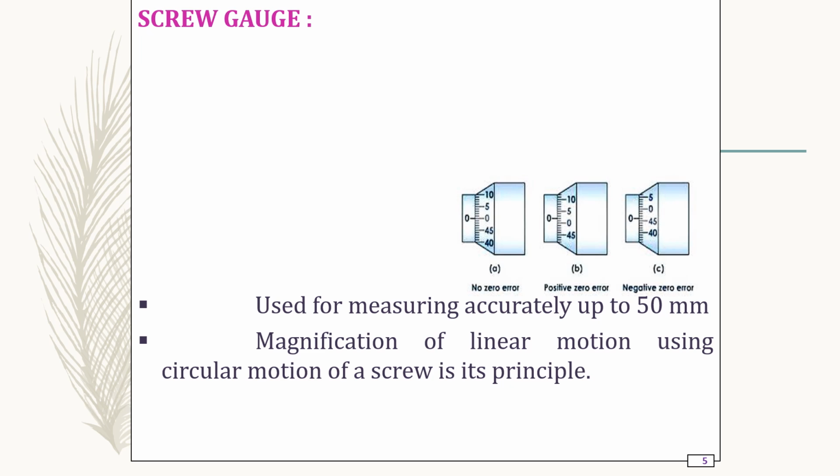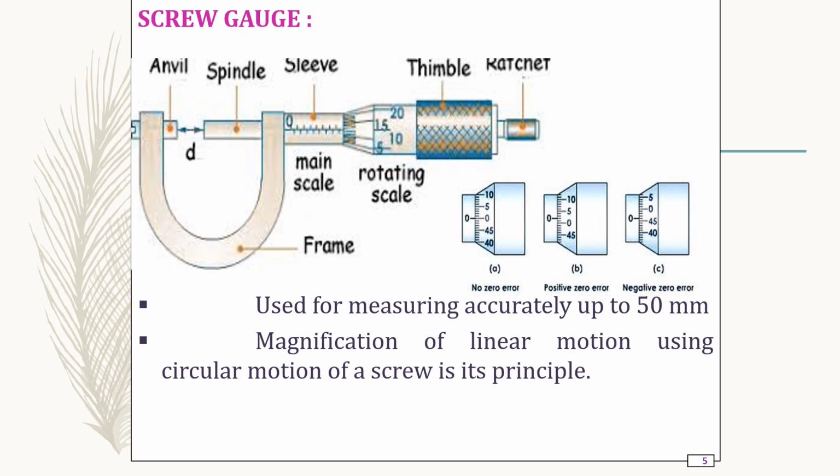So measurement of small distances, first we will see the screw gauge. You all have learned in 10th standard. Screw gauge is an instrument used for measuring accurately the dimension of an object up to a maximum of about 50 millimeter. The principle of the instrument is the magnification of linear motion using the circular motion of a screw. The least count of the screw gauge is 0.01 millimeter.